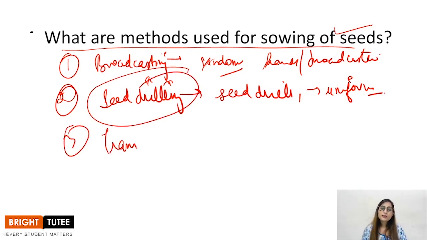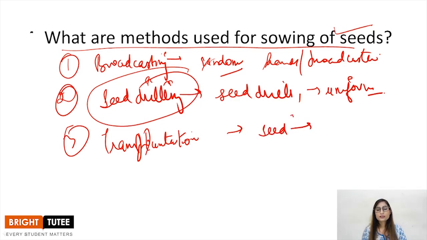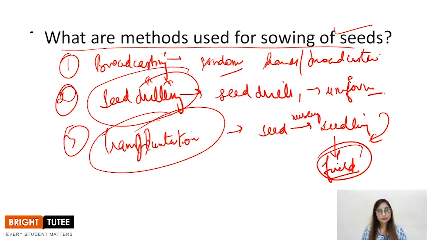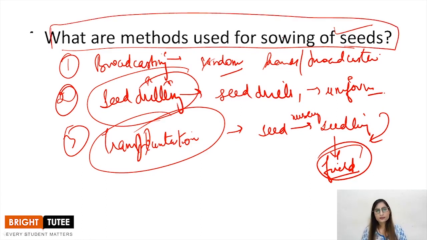Third is transplantation. What happens in transplantation? The seed is grown in a nursery till it becomes a seedling, and the seedling is transferred to the field for better growth. So in transplantation, you keep the seed in the nursery until it becomes a seedling, and after that you transfer it to the field. So these are the different methods of sowing of seeds.